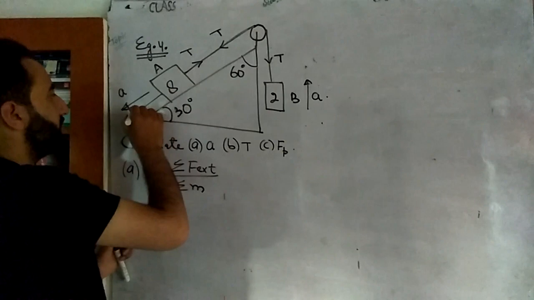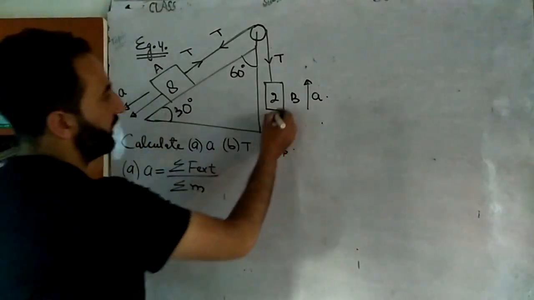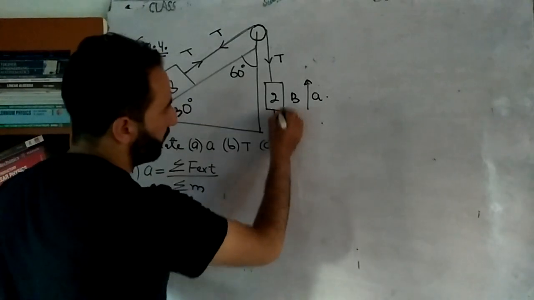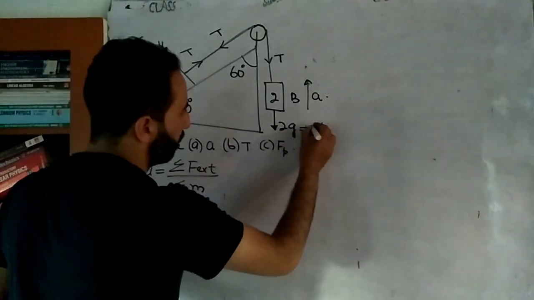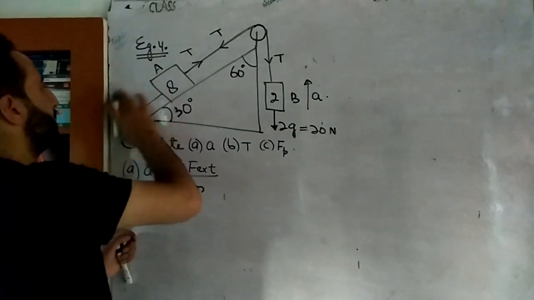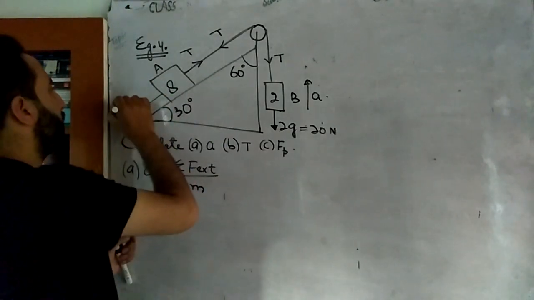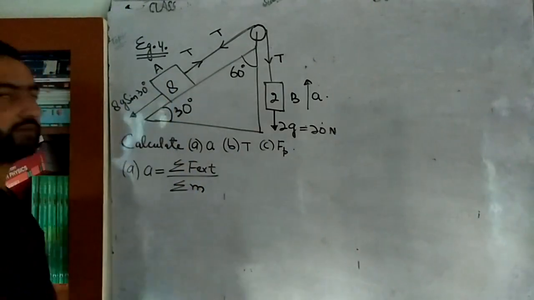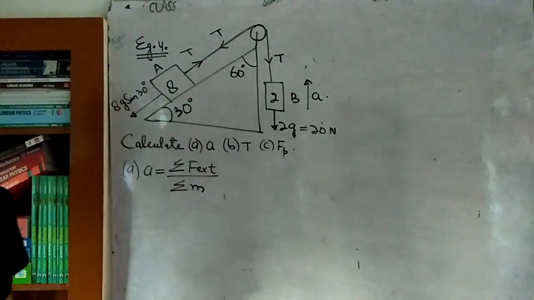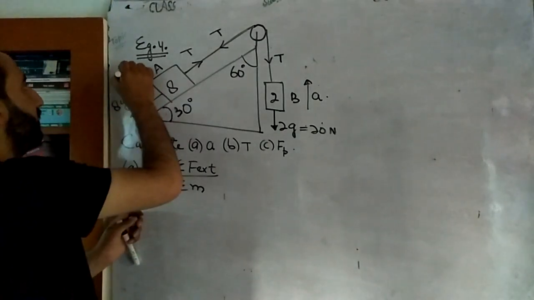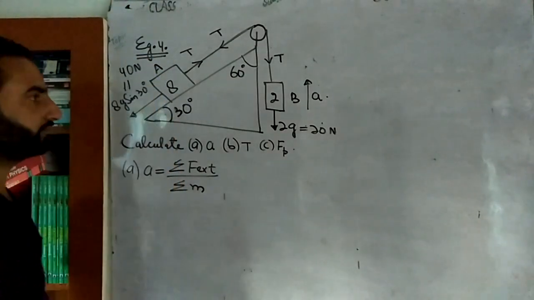One, a component of weight in this direction. Okay, na beta? Weight of this block in the downward direction. So the weight of this block will be simply 2g, that's equal to 20 Newton. And the component of this in this direction will be how much? That will be equal to 8g sine 30 degrees. Now g is how much? 10. Sine 30 is how much? 1 by 2. So 80 divided by 2, that's equal to 40 Newton.